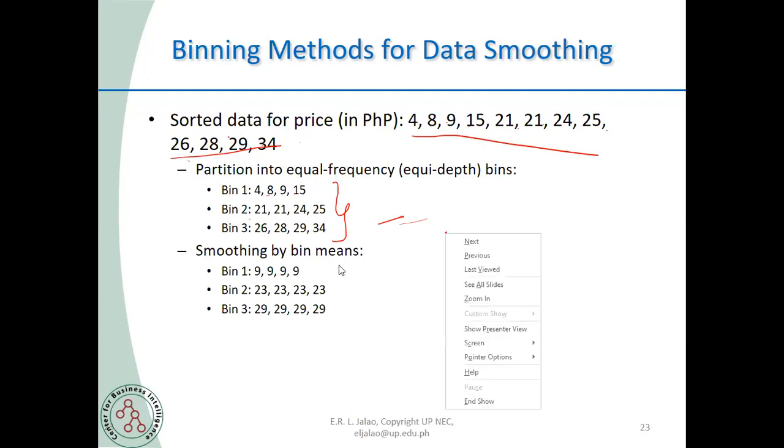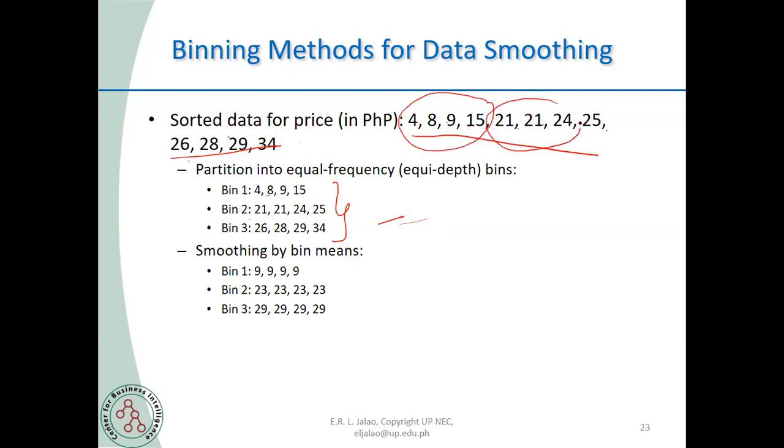Okay? So, smoothing by bin means, eto, yung mean niya yung kukunin. Yung bin 1, 9. Yung mean ng 4, 8, 9, 15 is 9. Kaya 9 yung nalagay dyan. And then, eto naman, yung 21, 21, 24, yung mean niya is 23. Kaya 23 yung nilagay dyan. And then, the third one, 29, kasi yung mean niya is eto. Yung mean ng dataset na to, 25, 26, 28, 29, and 34 is this one.